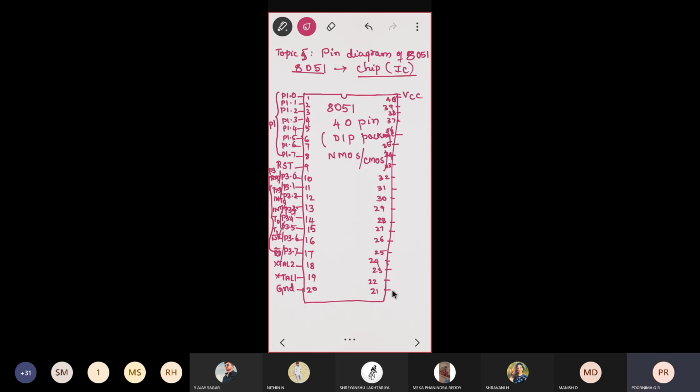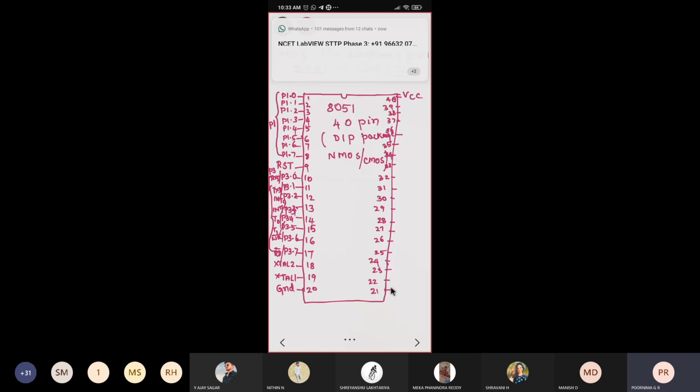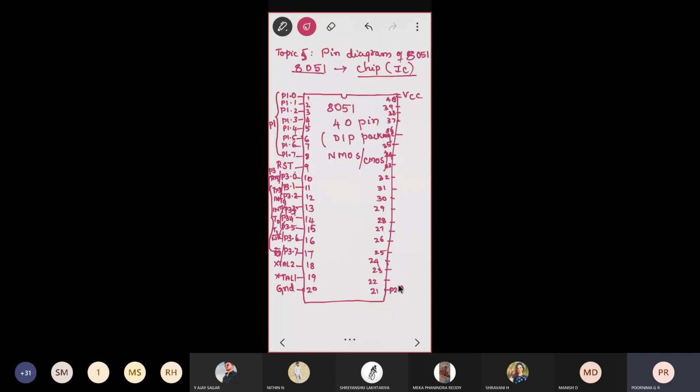Now, moving on to the right side pins, how many ports still do we have to take? Port 2 and port 0. Port 2.0, port 2.1, port 2.2, port 2.3, port 2.4, P2.5, P2.6, P2.7. Totally how many pins? Up to the 28th pin here, you can see it is port 2.